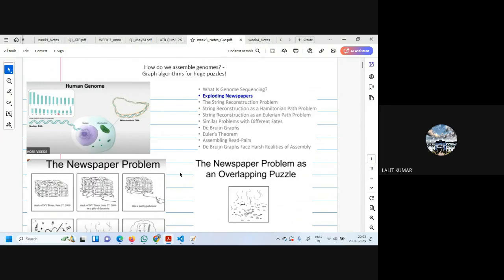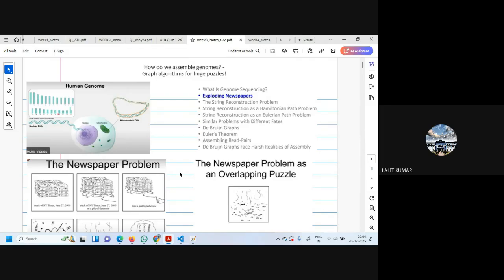In week 3, the main concept covered was how we create the genome from the pieces, which we call reads. We have many reads, so how do we make the full genome from that? Computationally, it is not easy to read the entire genome even if the genome is available. They gave the example of a newspaper: if you shred a newspaper and then want to rebuild it, how difficult it is. You have to stitch all the pieces of the newspaper together.